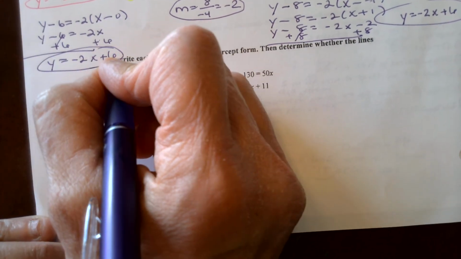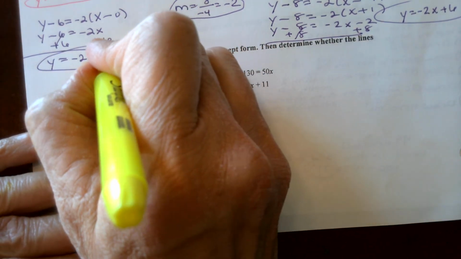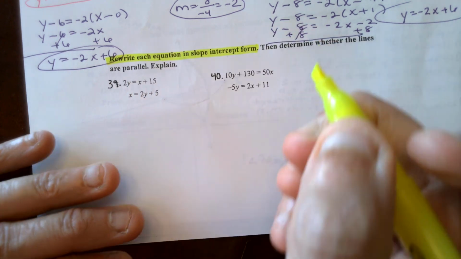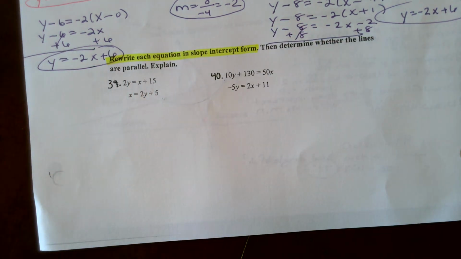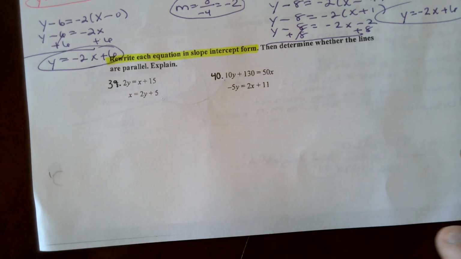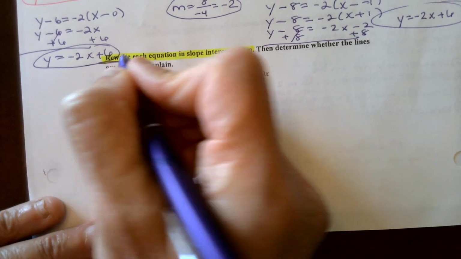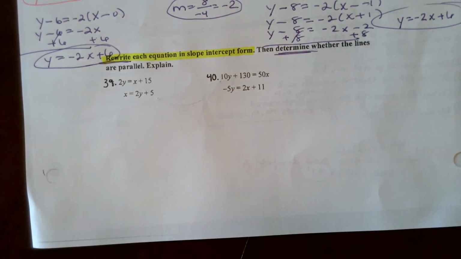Okay, let's see. Rewrite. I've got to highlight that because that sounds really like something I'll forget. Rewrite each equation in slope-intercept form. Then determine whether the lines are parallel. Okie dokie, artichoke. So we've got two things to do. We have to rewrite, and then we have to determine.